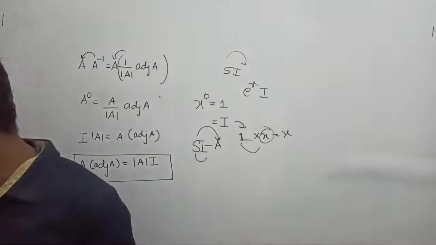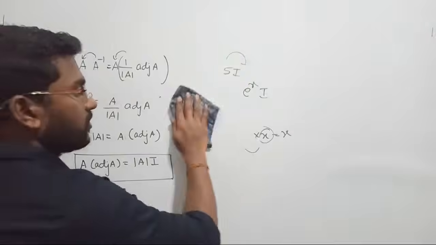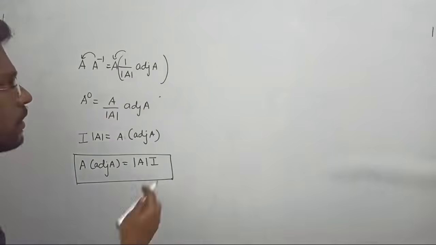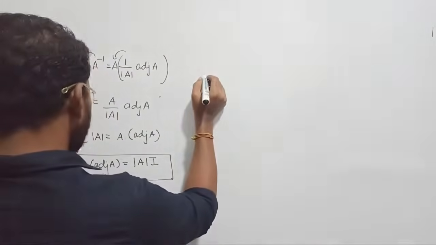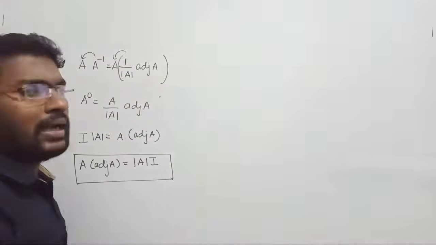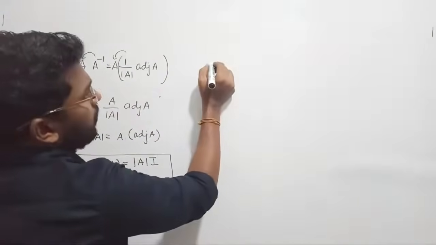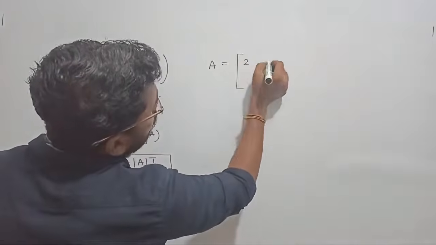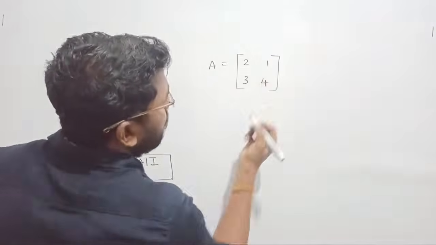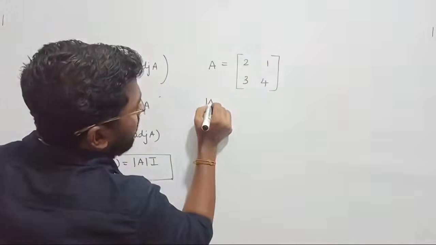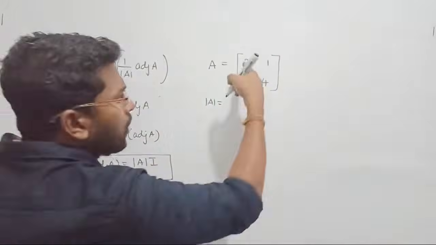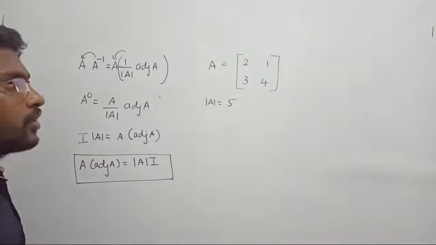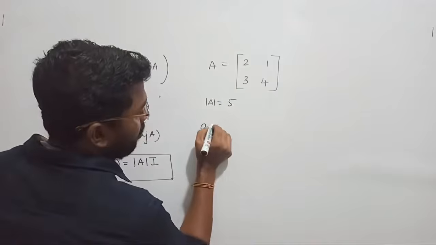Now let us see the next property. That is an observation only, right? For example, if you want to find out the determinant of the adjoint of a matrix, let us take matrix A with the values 2, 1, 3, 4. I would like to find out the determinant of matrix A. 2 into 4 is 8, 8 minus 3 will give you 5. Exactly true, sir.